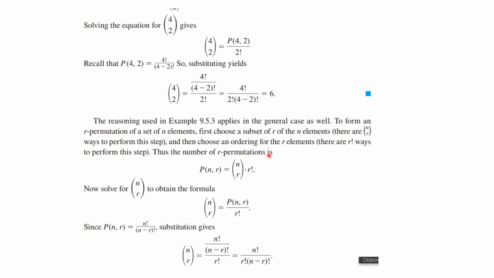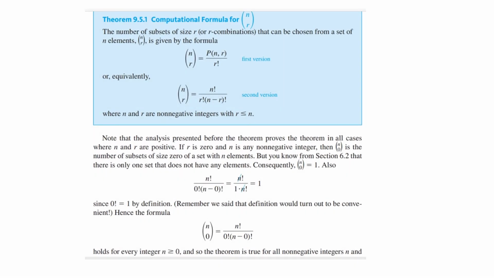Now if we use this reasoning in a broader example, the number of r-permutations of n elements would be n choose r times r factorial. And so we can solve this for n choose r, and if we do, we get this formula: n choose r is equal to n factorial over r factorial times (n minus r) factorial. And that's the result you want to remember. So here's the formula that you want to remember for n choose r.